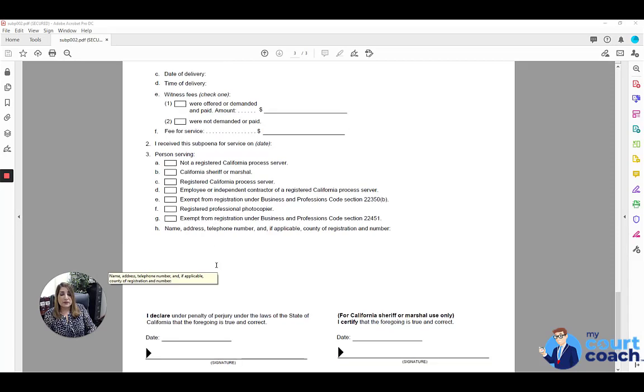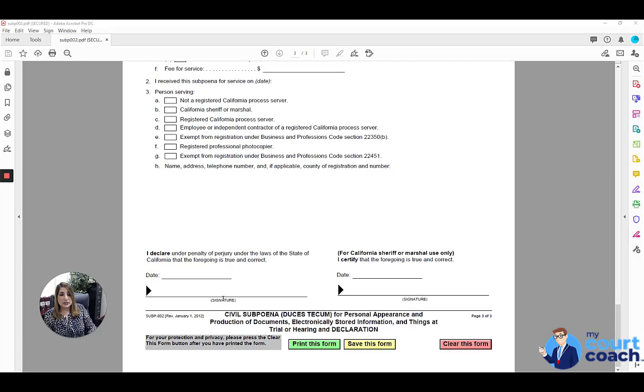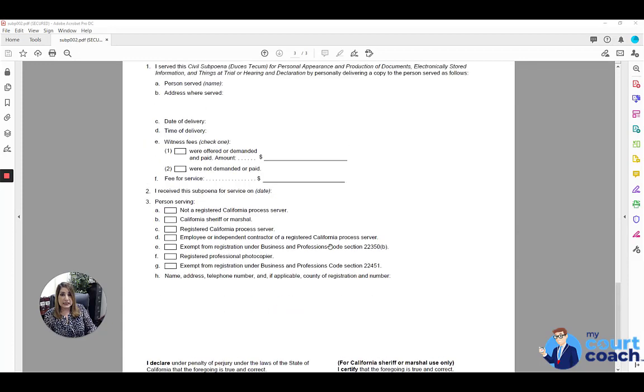And then finally, have your process server fill in their name, address, telephone number, and if applicable, county registration and number. And then they would want to sign and date at the bottom. And if it's a sheriff or marshal, sign and date on the bottom right. And this form is complete.